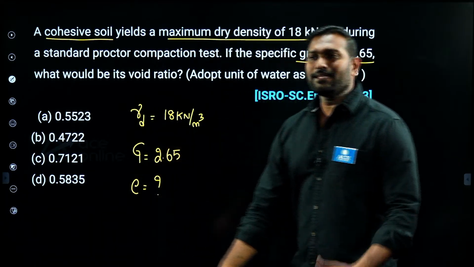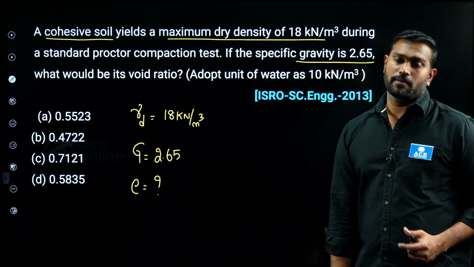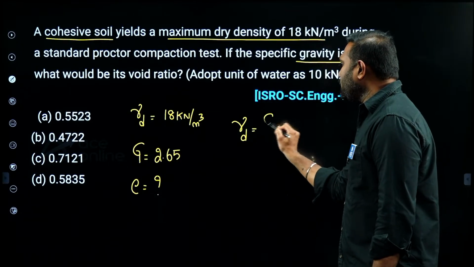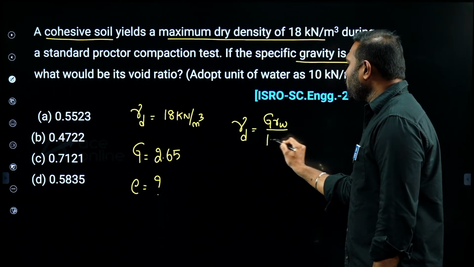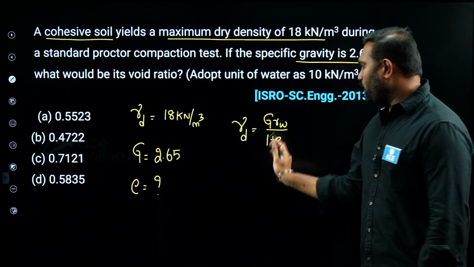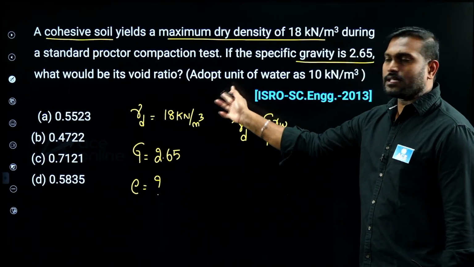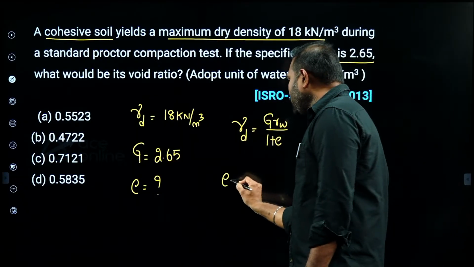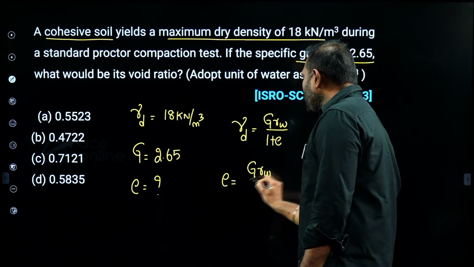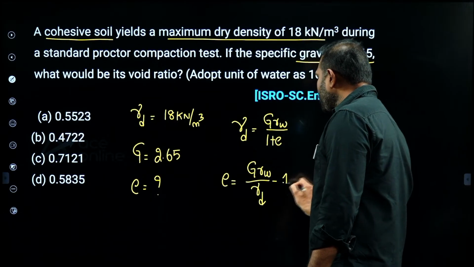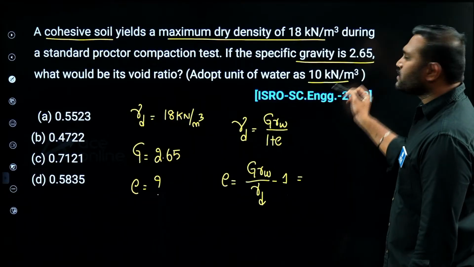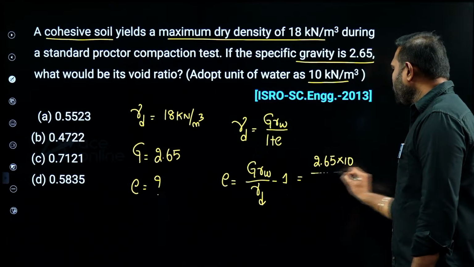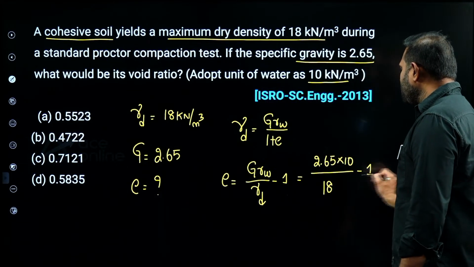Yes, so this is about the functional relationship. What is the functional relationship between gamma d and e? Gamma d equals G gamma w by 1 plus e. If you rearrange, send the 1 plus e to the other side and gamma d to the other side, then bring the 1 to the other side, e will be G gamma w by gamma d minus 1. As gamma w is taken as 10, it is 2.65 into 10 by 18 minus 1.